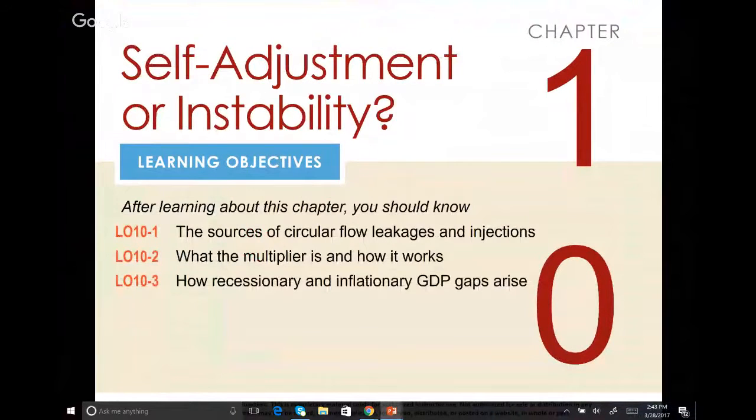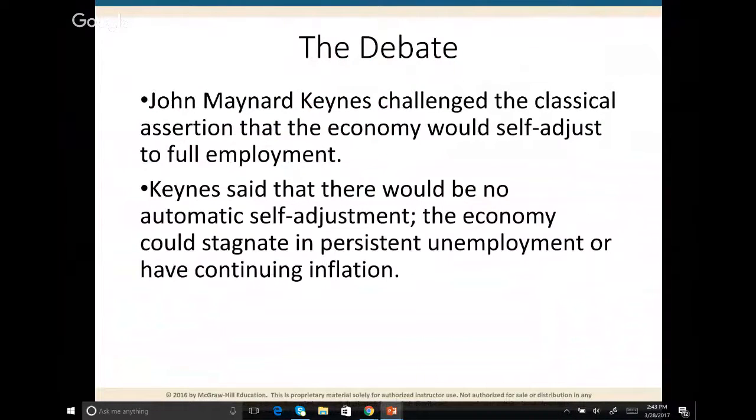All right, so chapter 10 is on the self-adjustment or instability. Let's talk about the Great Depression. So recession is anytime the economy slows down for 2 consecutive quarters. That's called recession. Depression is anytime you have 4 consecutive quarters of lower GDP. That's a depression. So we have recessions about every 5 to 7 years, but depression is very rare. We only had 1 depression so far, and that's the Great Depression back in 1929.